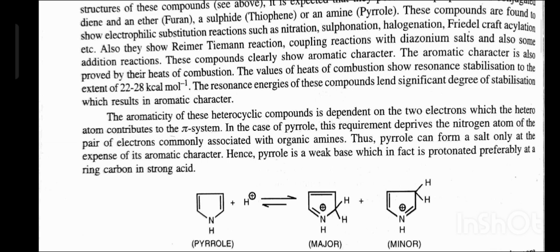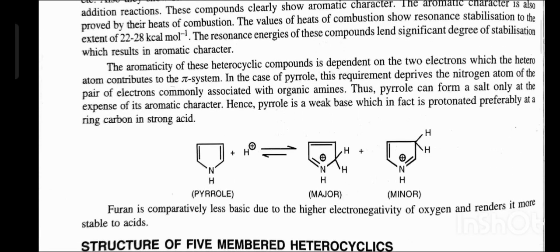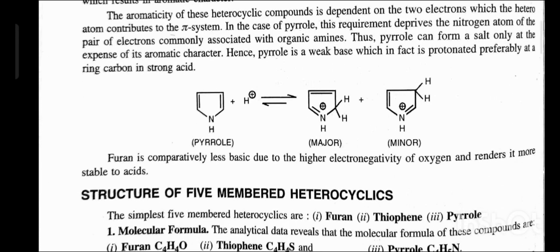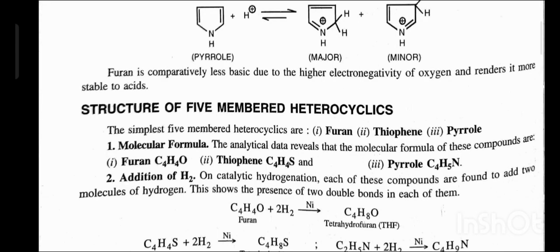In the case of pyrrole, this requirement deprives the nitrogen atom of the pair of electrons commonly associated with organic amines. Thus, pyrrole can form a salt only at the expense of aromatic character. Hence, pyrrole is a weak base, which in fact is protonated preferably at a ring carbon in a strong acid. Pyrrole in the presence of acid gives protonation at one position, and at the second position. Furan is comparatively less basic due to the high electronegativity of oxygen, and this renders it more sensitive to acid.